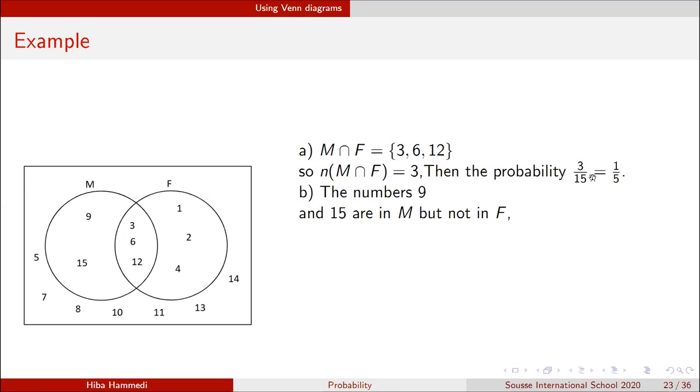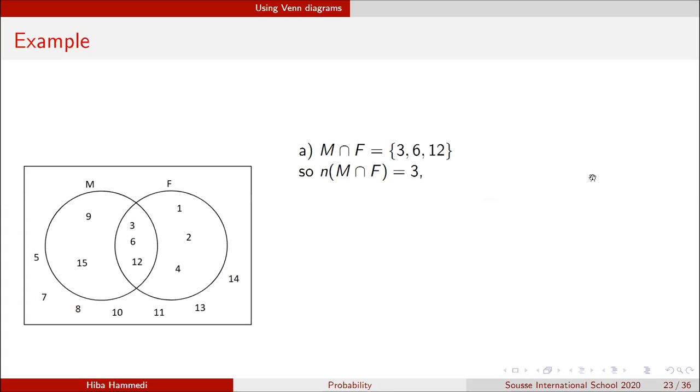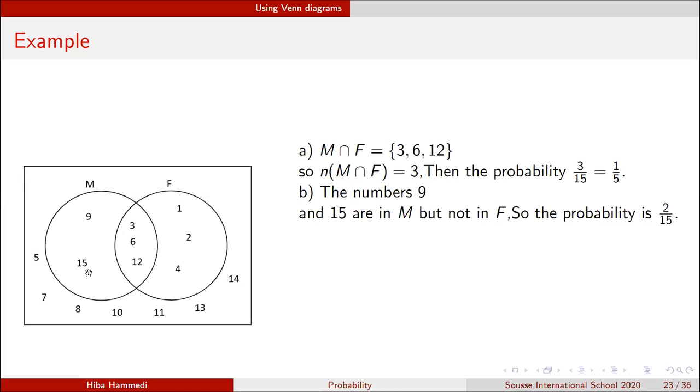Now the second event is getting a number that is a multiple of 3 but is not a factor of 12. So a multiple of 3 and not a factor of 12 is only these two numbers, because these 3 are factors of 12. So I know that there are only 2 numbers that are multiples of 3 and not factors of 12. So I just need to write the probability as the fraction 2 over 15.